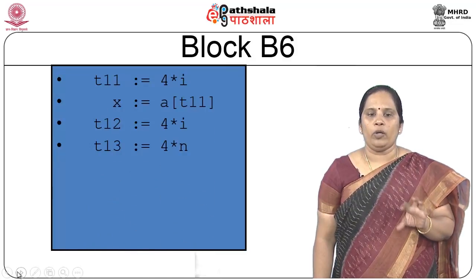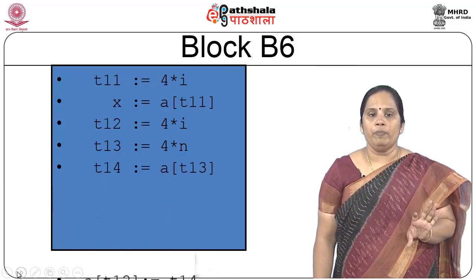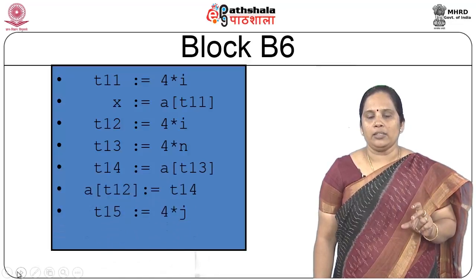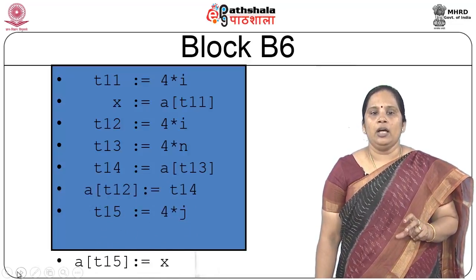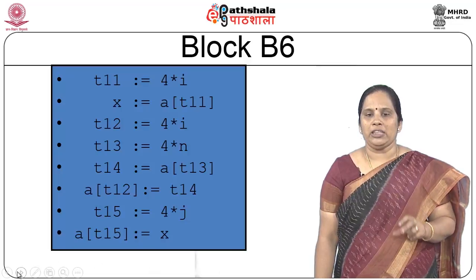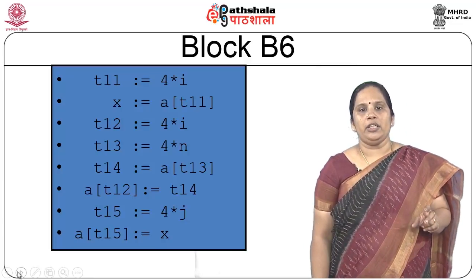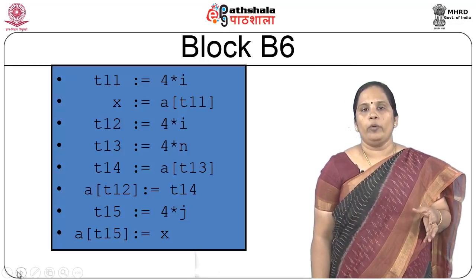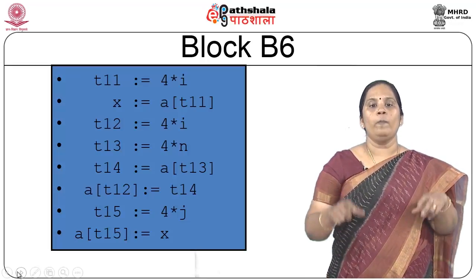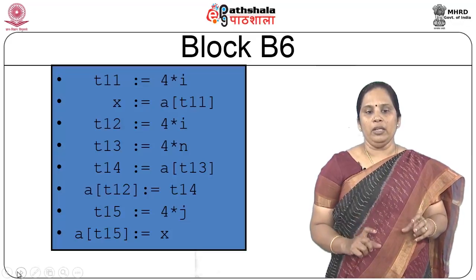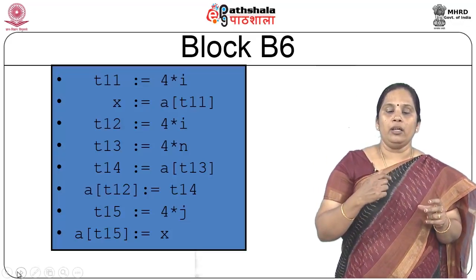This is where we are going to start on optimization. What we call local optimization is the optimization that is possible within a particular block, whereas optimization done across basic blocks is called global optimization. We will first do local optimization wherever possible, and then we will perform global optimization.